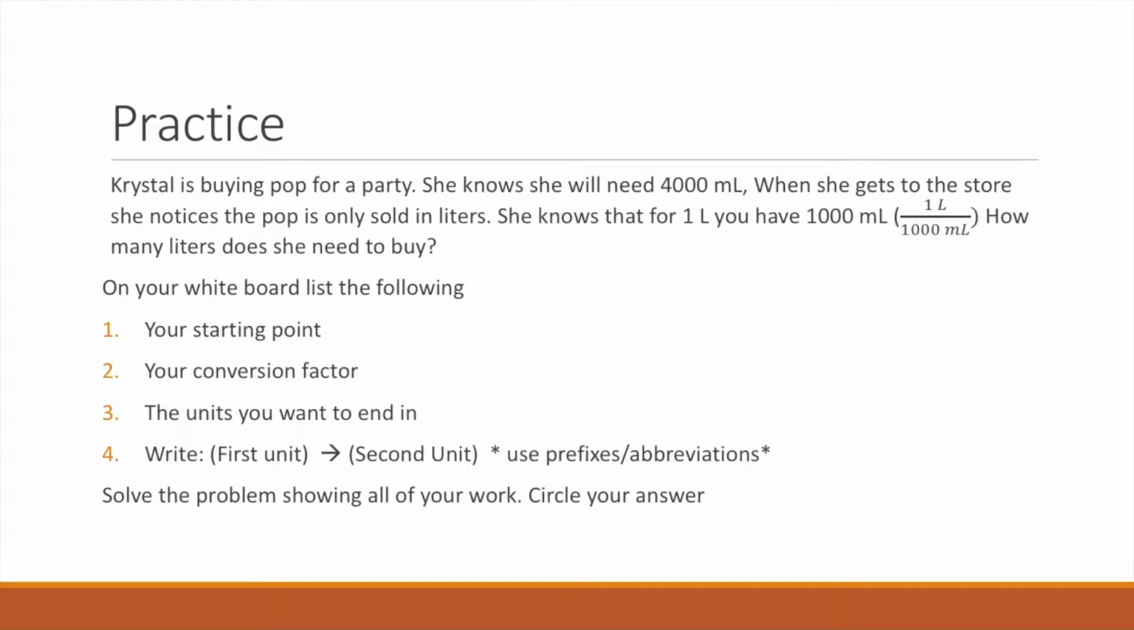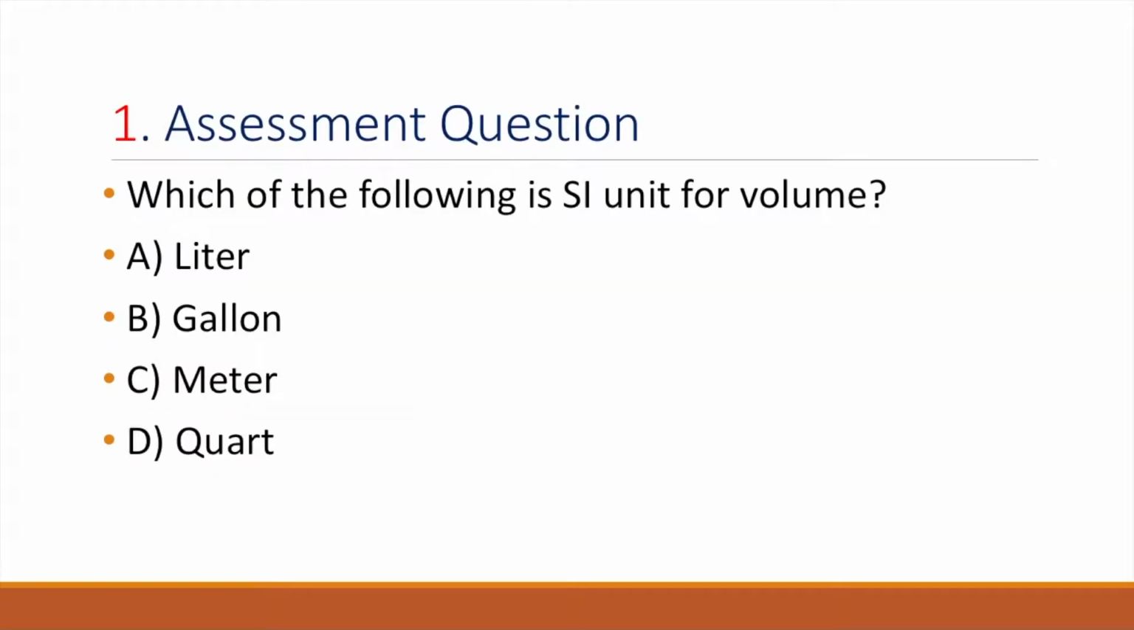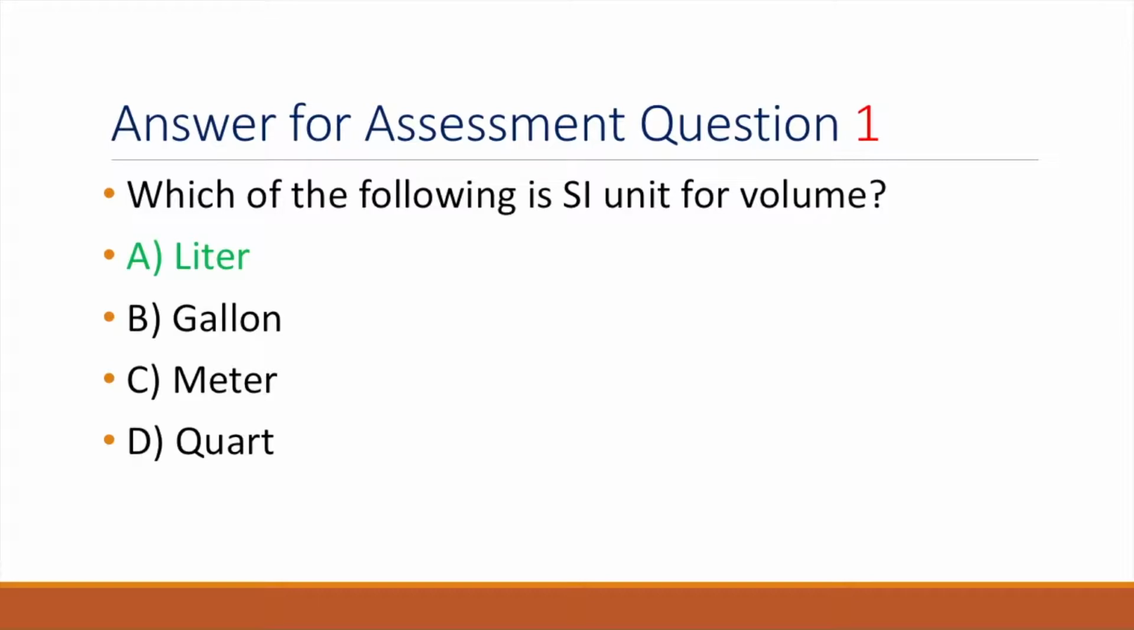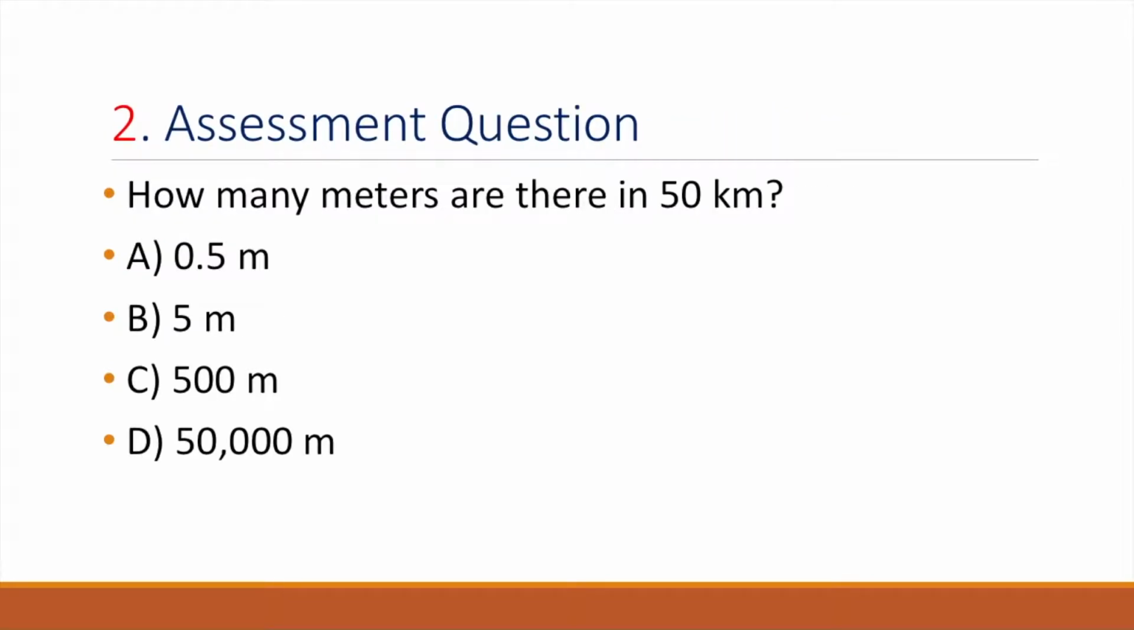Okay. Skip this problem for now. So, your first little assessment question. Which of the following is an SI unit for volume? A, liter, B, gallon, C, meter, or D, quart? If you said A, liter, awesome job. Way to go. And then how many meters are in 50 kilometers? Is it A, 0.5 meters, B, 5 meters, C, 500 meters, or D, 50,000 meters?